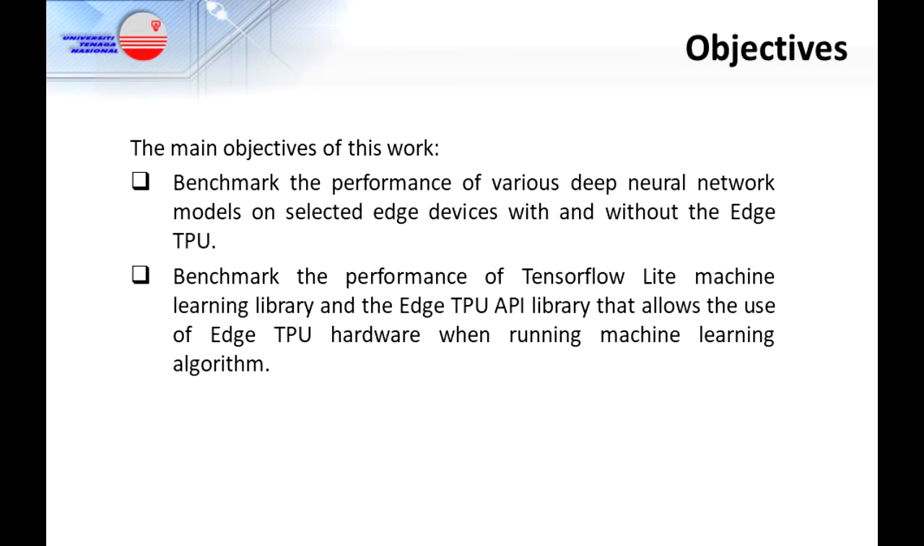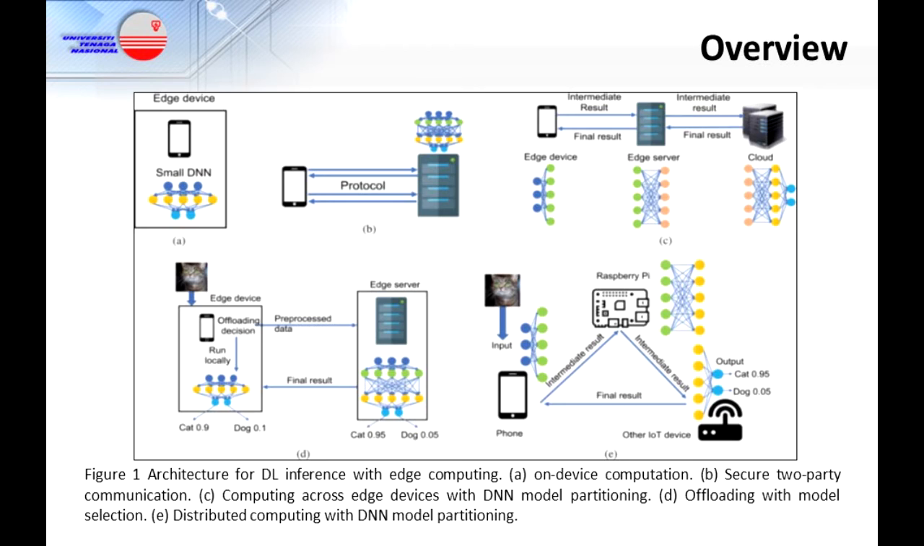application. The main objective of this work is, first, to benchmark the performance of various deep neural network models on selected edge devices with and without the Edge TPU. Second, to benchmark the performance of the TensorFlow Lite machine learning library and the Edge TPU API library that allow the use of Edge TPU hardware when running machine learning algorithms.